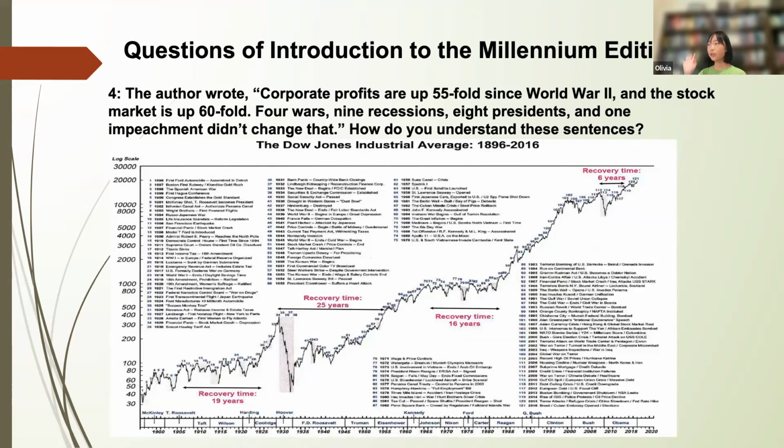So the author wrote, corporate profits are up 55-fold. You guys know what 55-fold is, right? Corporate profits are up 55-fold since World War II, and the stock market is up 60-fold. 4 wars, 9 recessions, 8 presidents, and 1 impeachment didn't change that. An impeachment is when the government thinks this president should be kicked out because they're not governing America, right? So how do you understand these sentences? This is a pretty open question too.